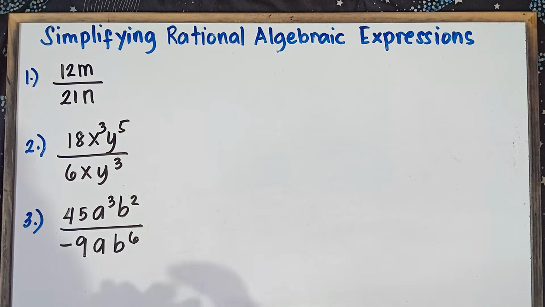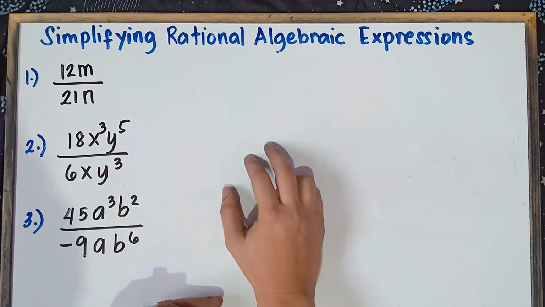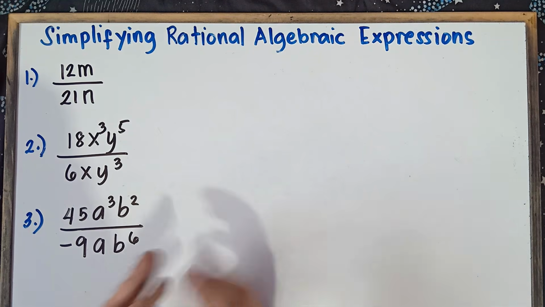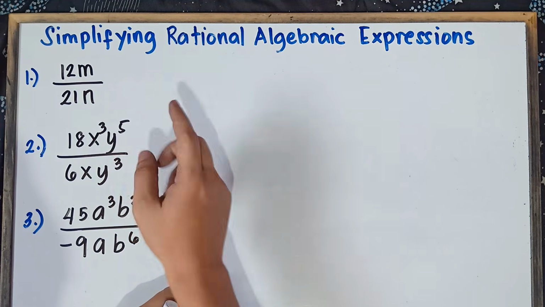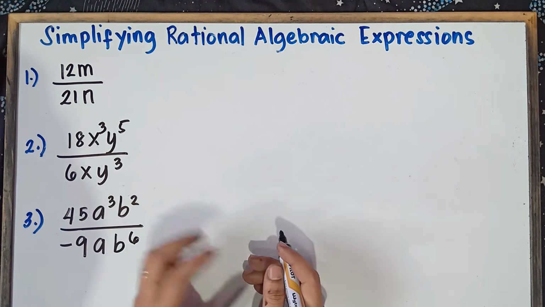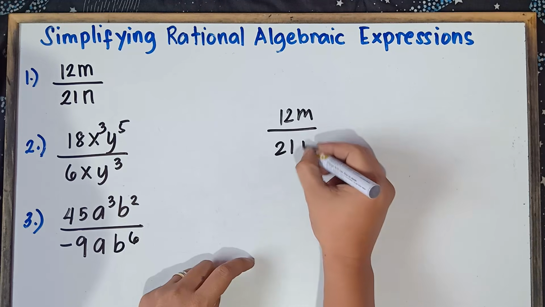Once again class, if you're dealing with rational algebraic expressions, both numerator and denominator are polynomials. To make it short, we are dealing with fractions: a polynomial in the numerator and another polynomial in the denominator. So let's start with example number 1 and simplify 12m over 21n.